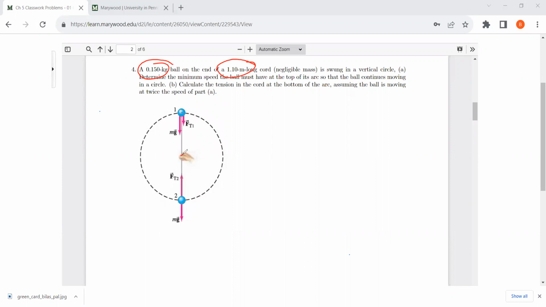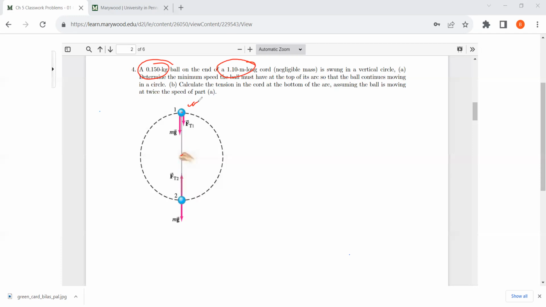And then it says to determine the minimum speed the ball must have at the top of its arc so that the ball continues moving in a circle. Okay, so we have a ball that is moving in a vertical circular path. So we have to calculate first the minimum speed when the object is at position 1. So at this position we have to calculate the minimum speed of this ball.